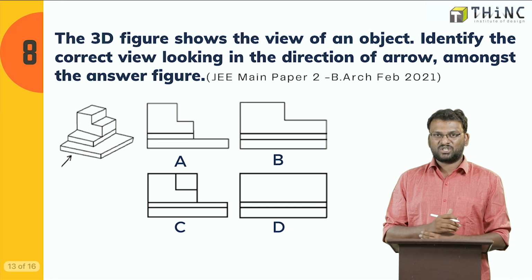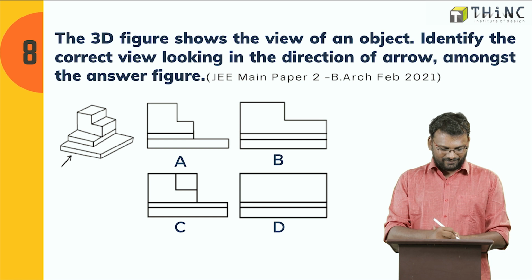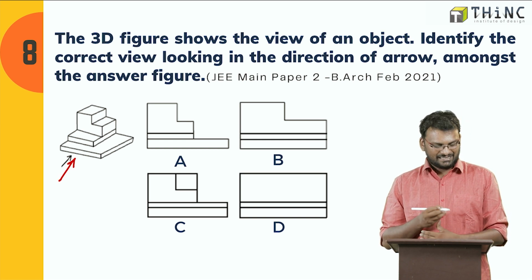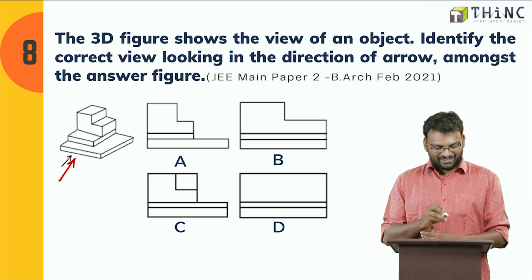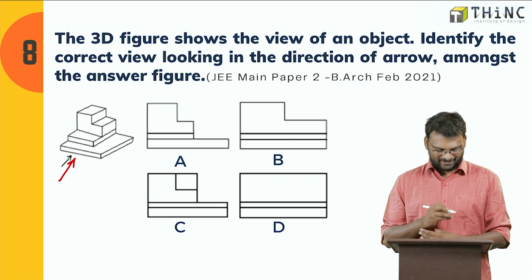Question number 8 is also coming from projections. You need to look from the direction of the arrow. The question statement will be like this: the 3D figure shows the view of an object. Identify the correct view looking in the direction of the arrow amongst the answer figures.